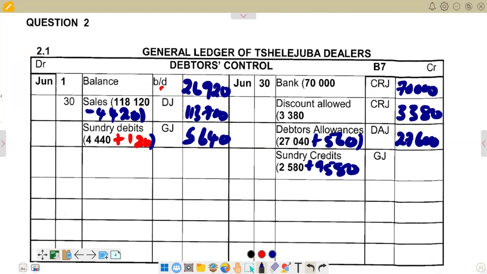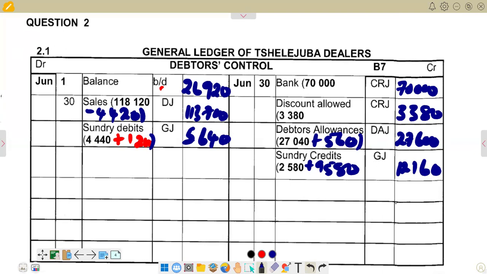Then here we are saying standard credits. We are saying 2,580 plus 9,580. And then we are going to get 12,160. So we are saying 12,160. This is what we have. Then obviously now we can balance our account.